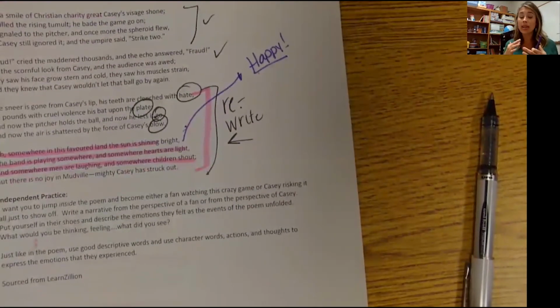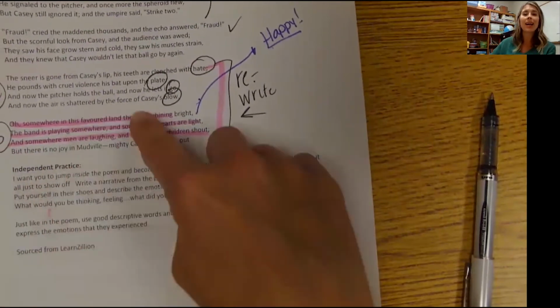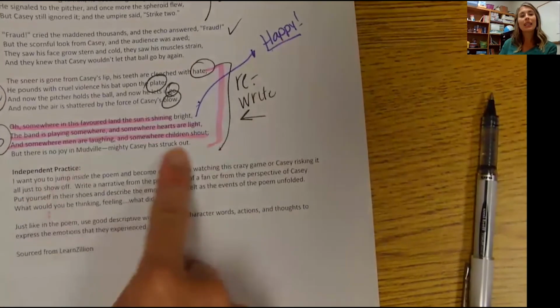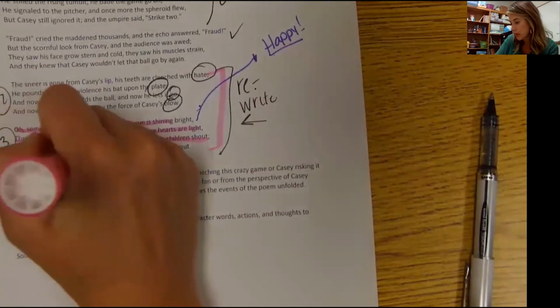And then all of a sudden, the last line is very, very different. We get 3 lines of happiness. And then the last line. But there is no joy in Mudville. Mighty Casey has struck out.